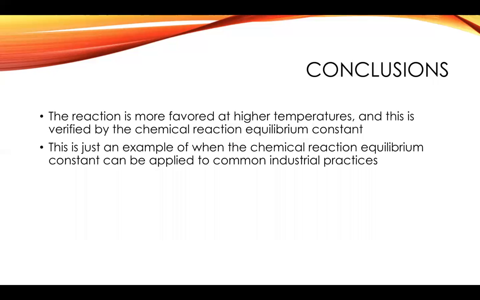Based on the equilibrium constants, this reaction won't even occur unless it is subjected to a high temperature, which is why quicklime is produced in a kiln at 1000 degrees Celsius. This is just one example of when the chemical reaction equilibrium constant can be applied to common industrial practices.